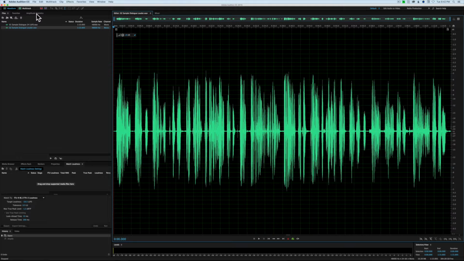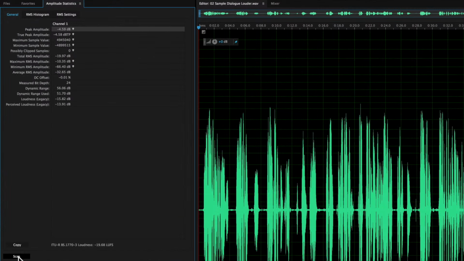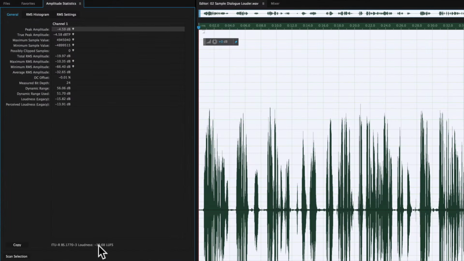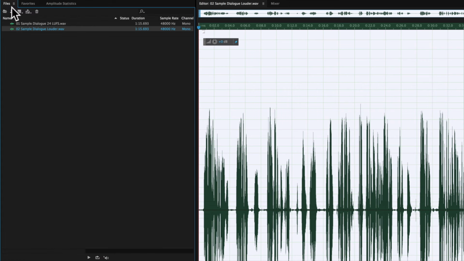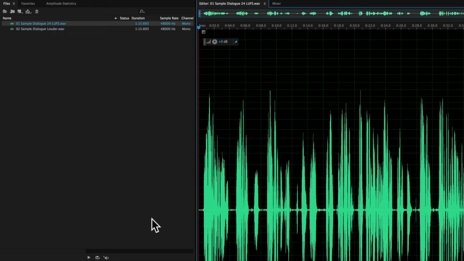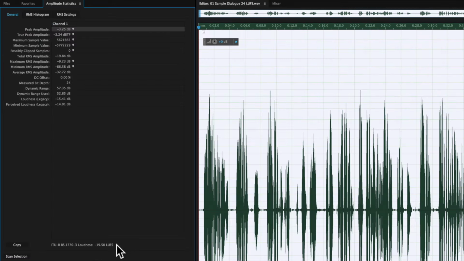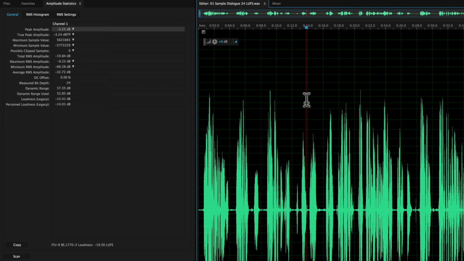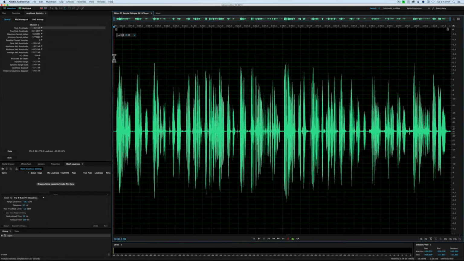But in reality, if we look at the amplitude statistics, watch this. This one here is sitting at a loudness of minus 19.68. This one is sitting at a loudness of minus 19.50. Technically, this one is a tiny, tiny bit louder, but if we play them back, I think you'll notice there's really no difference. Listen to this.